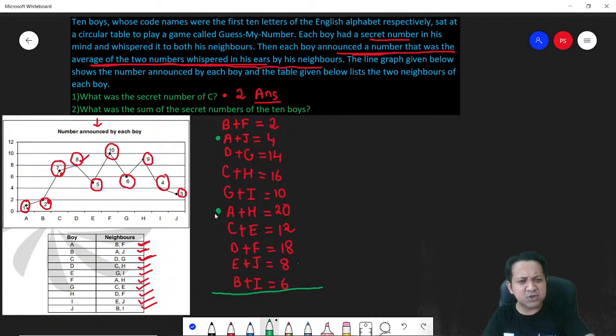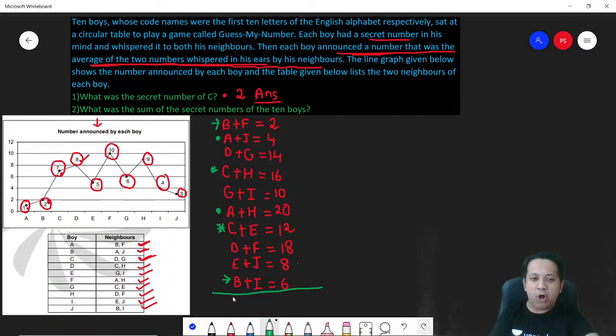How many times is B occurring? B is also occurring 2 times. Correct? What about C? C is also occurring 2 times. So can I say each of the alphabets is occurring 2 times?